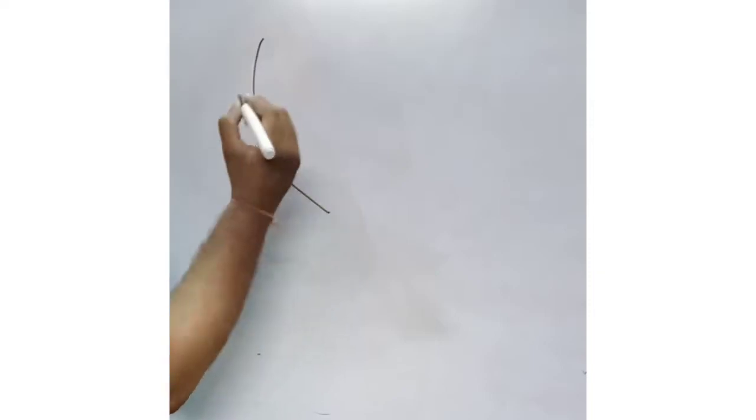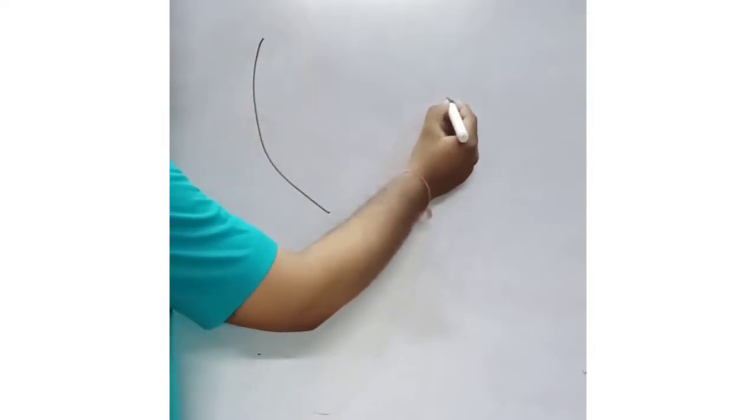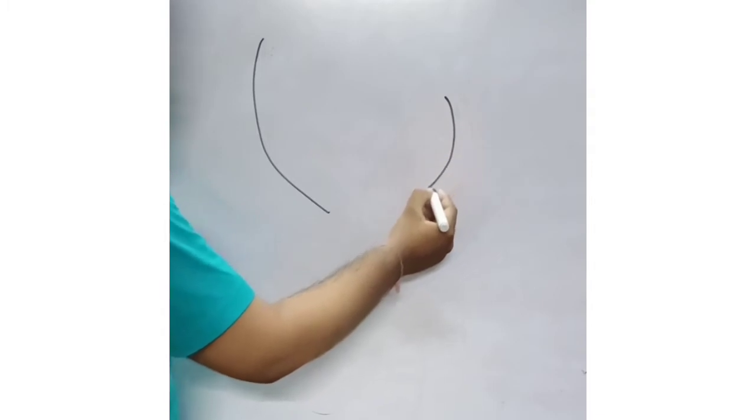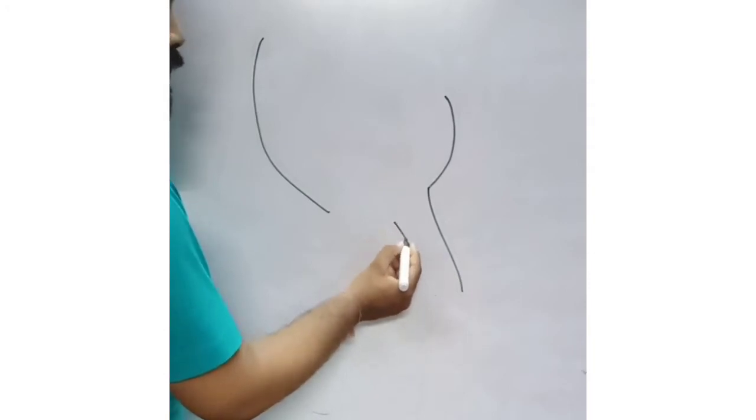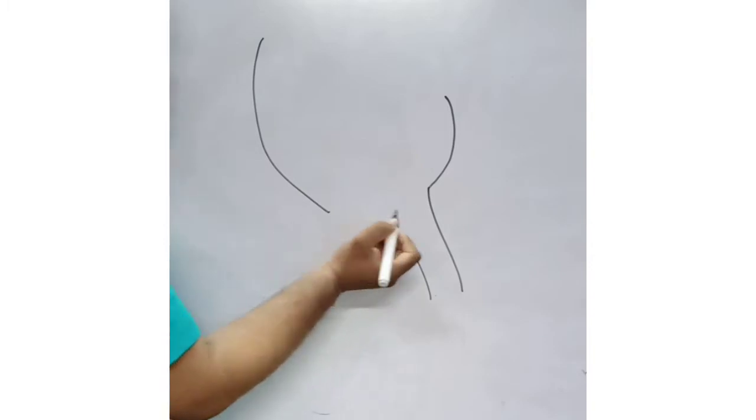Hello students, we are going to draw the male reproductive system. First of all, draw two arcs like this. As I'm not an expert either, I'm just making a rough view for you. After making two arcs, draw two parallel lines for the penis.